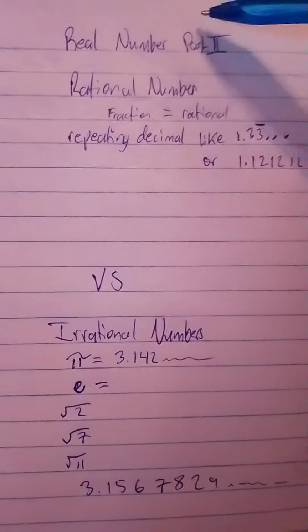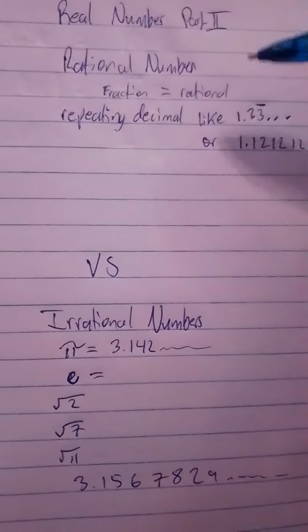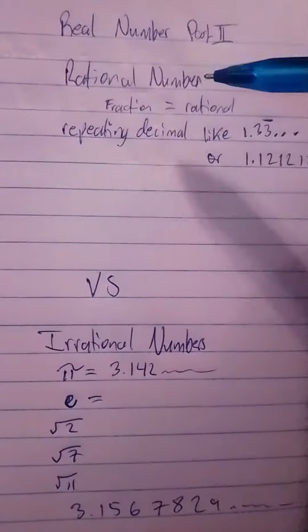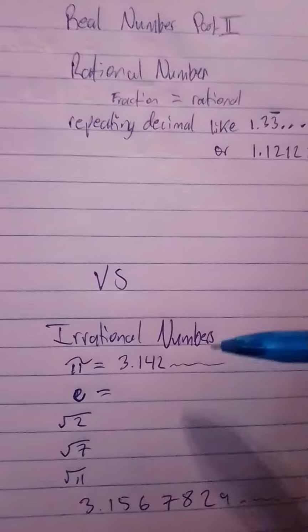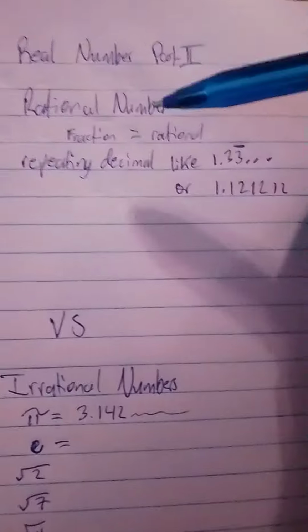Let's look at real numbers, part 2. We dealt with natural numbers first, then we had whole numbers, we had integers, and now we're looking at rational numbers versus irrational numbers, right? So rational numbers are pretty much fractions.